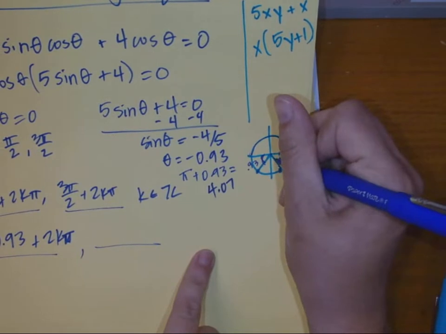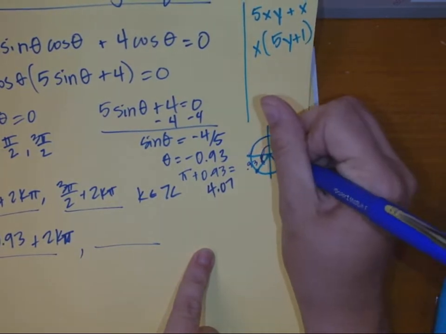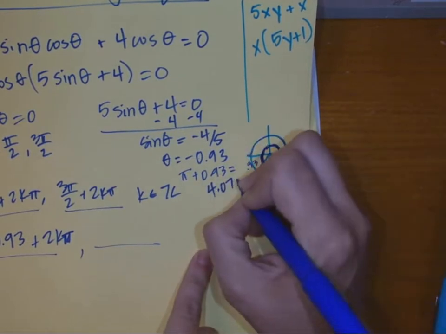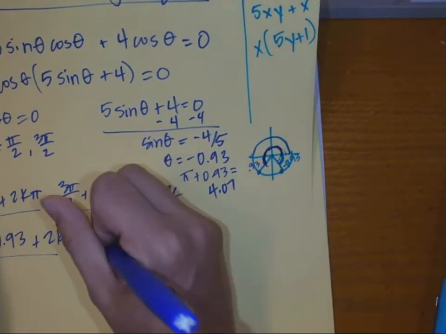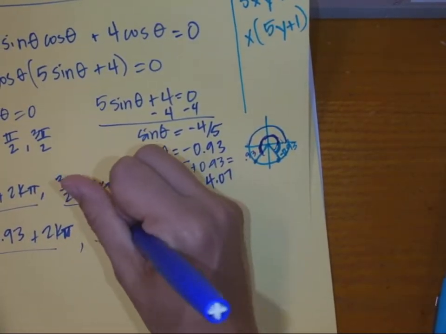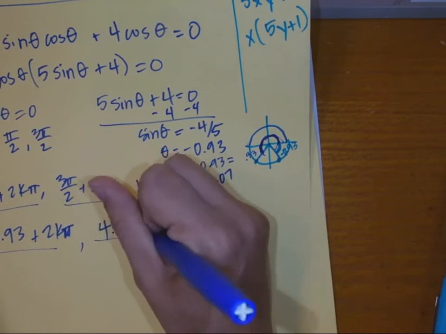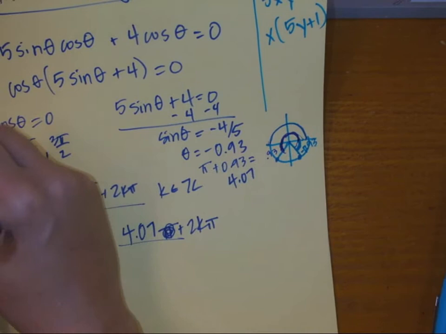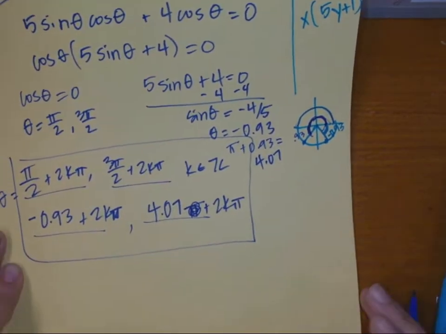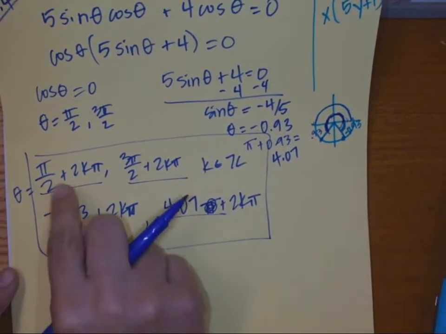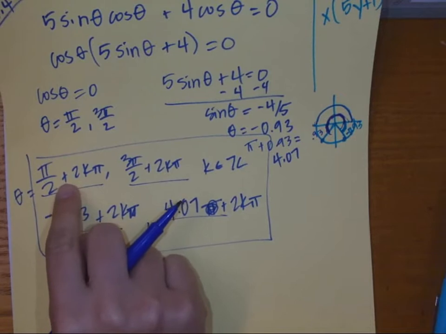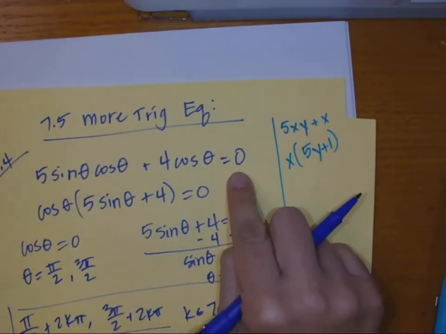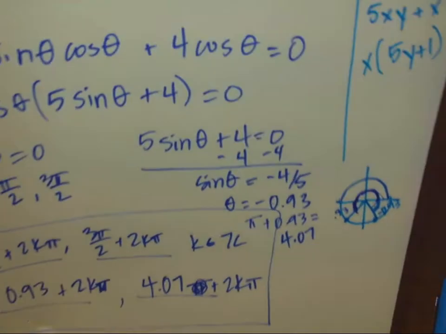And that's what this angle right here, starting right here. This angle right here, pi plus 0.93, is 4.07. So that's my other set of angles here: 4.07 plus 2k pi. So it's still infinitely many solutions, but there are 4 parts on your unit circle that give you the answer of 0 when you plug it in for theta.